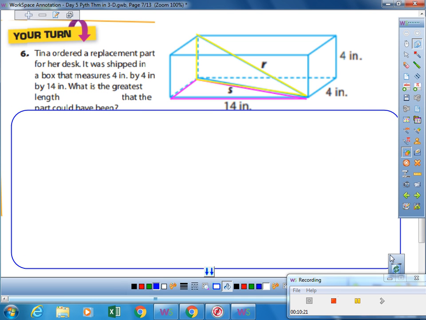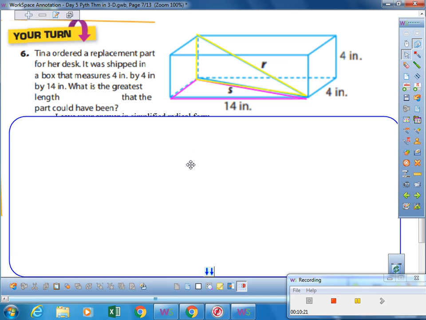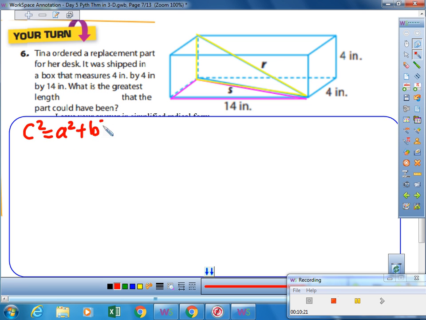So we have to order a replacement part for a desk, and it's shipped in this box, 14 by 4 by 4. So what's the greatest length of the replacement part? Let's write it up. We're going to write c squared equals a squared plus b squared. The first thing I want to do is find this s. So I want you to substitute in the numbers you think go with finding s.